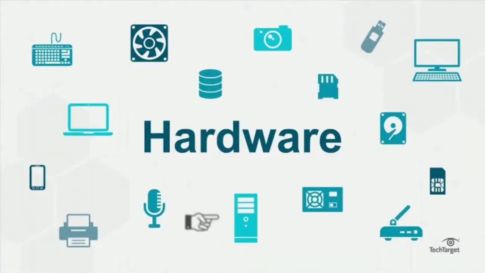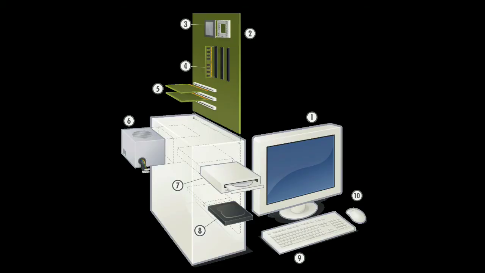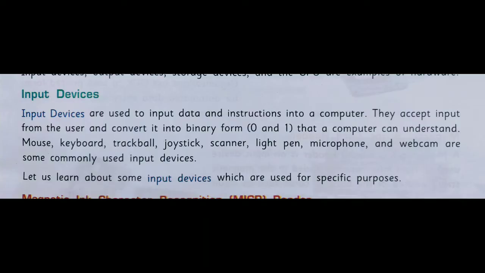So what input devices are included under hardware? Input devices are used to input data and instructions into a computer. They accept input from the user and convert it into binary form, 0 and 1, that a computer can understand. Mouse, keyboard, trackball, joystick, scanner, light pen, microphone and webcam are some commonly used input devices. Let us learn about some input devices which are used for specific purposes.